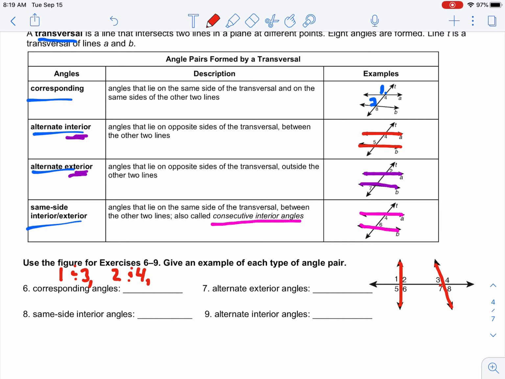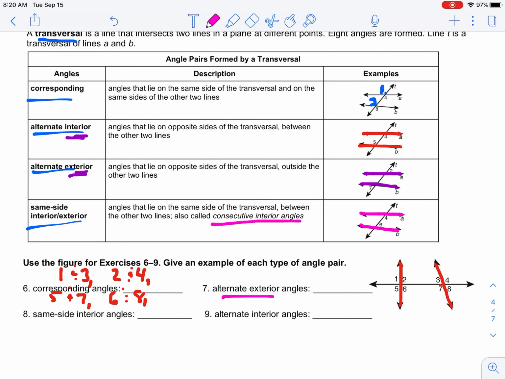We could go with 5 and 7. 5 is on the left side of that line, 7's on the left side of that line, and they're both below the transversal. The last one we could use is 6 and 8. All right, 6 and 8 would work. They're on the right side of the lines, and they're both below the transversal, so they're in the same location.